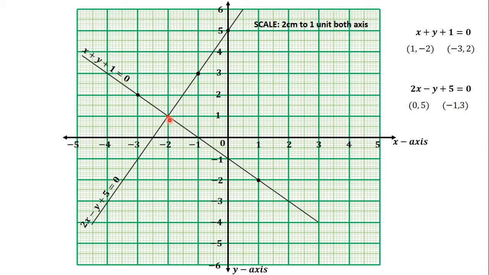Now we can see that these two lines meet at this point. So this is the point of intersection. We want the coordinates of this point. So you trace it to the x-axis to get the x coordinate, then you trace it to the y-axis to get the y coordinate. When you trace it to the x-axis, the value there is -2, and when you trace it to the y-axis, the value there is 1. That means that the coordinates of the point of intersection is the x coordinate -2 and then the y coordinate 1. So the coordinates of the point of intersection of these two lines is (-2, 1).